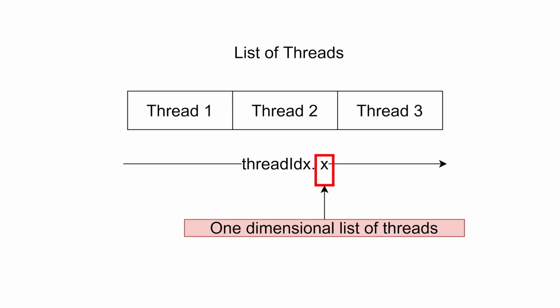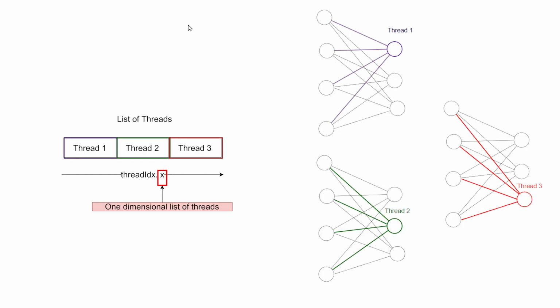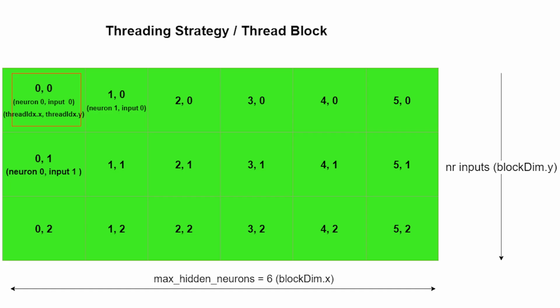Until now, we just had a list of threads. In this list of threads, each thread corresponded to a specific neuron in the current layer of our neural network. Now that we want to take care of multiple inputs, we are going to change that. In our new threading strategy, we will have one thread per neuron for every input. So we are going to use a thread block.